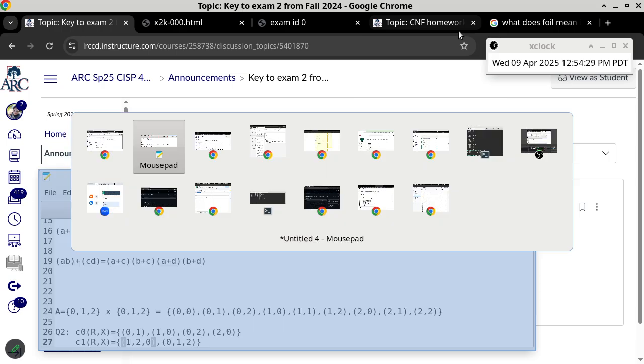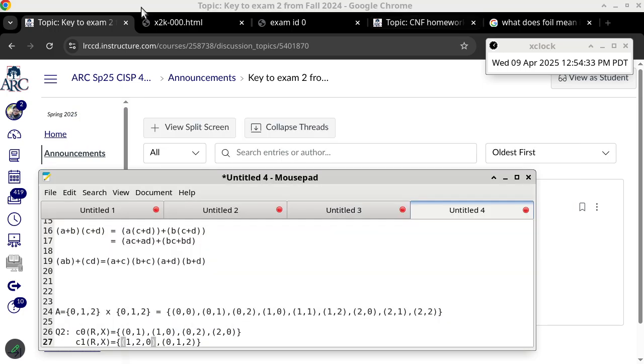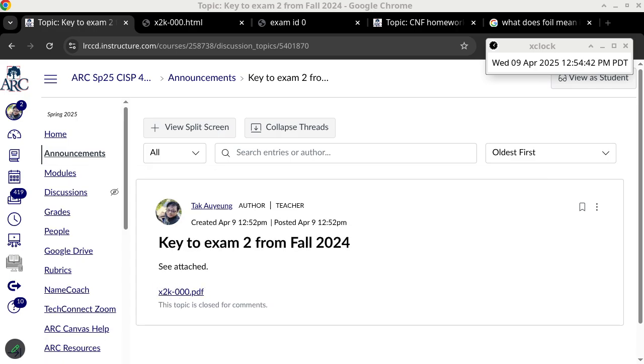Where's my exam? Oh, I lost track of which browser has the exam already listed. This one is just a key.